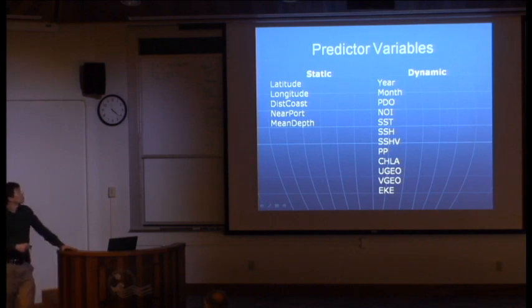For the dynamic variables, we looked at year, month, Pacific Decadal Oscillation, Northern Oscillation Index, which is really a measure of El Nino activity, but for the Northern Hemisphere, sea surface temperature, sea surface height variability, primary productivity, chlorophyll levels, and the north-south, east-west components of the current, as well as overall current strength, which is eddy kinetic energy.